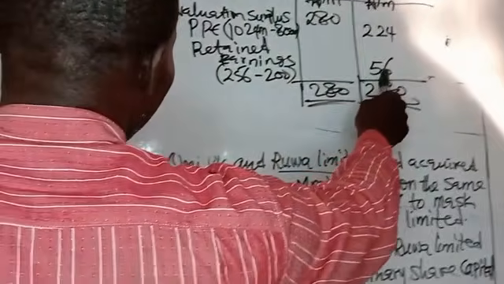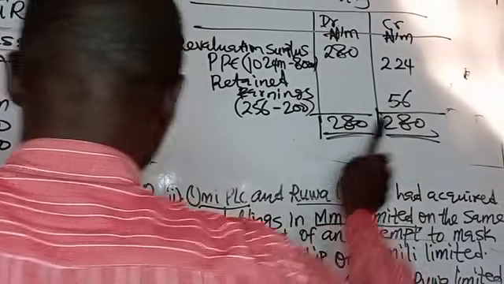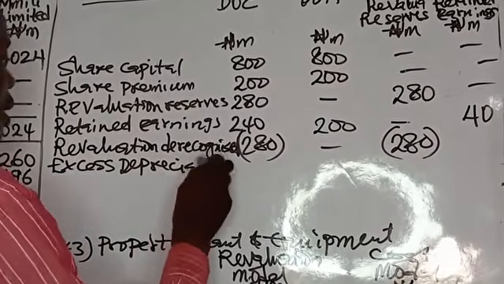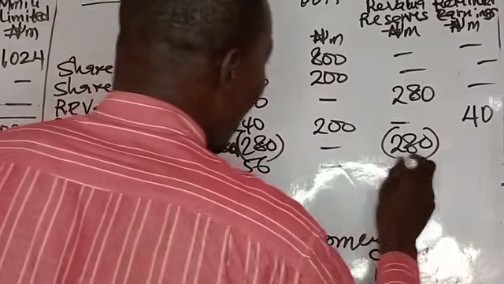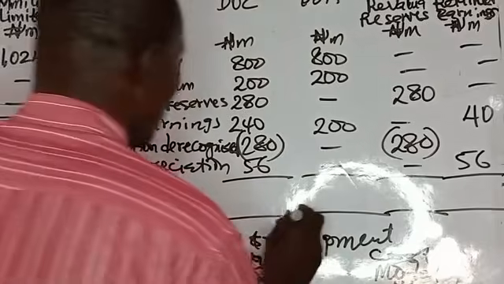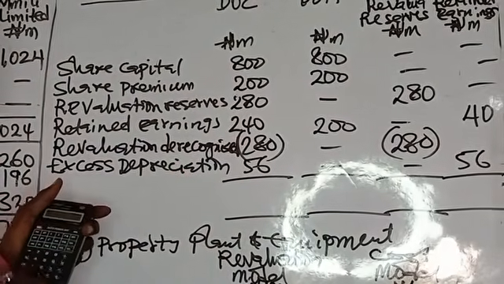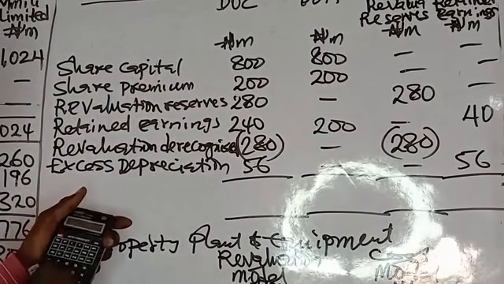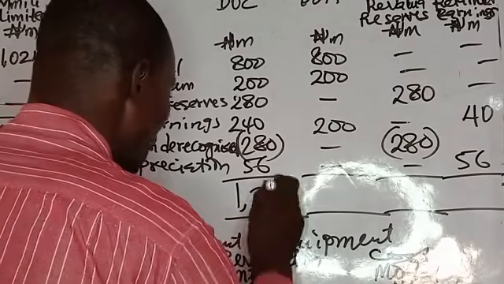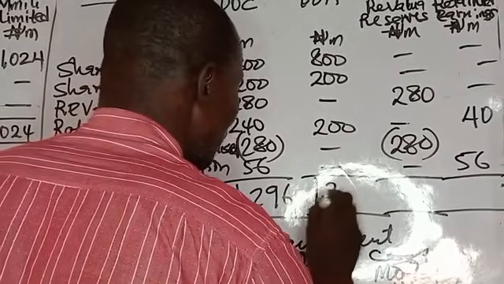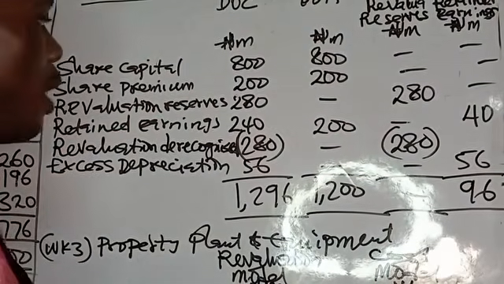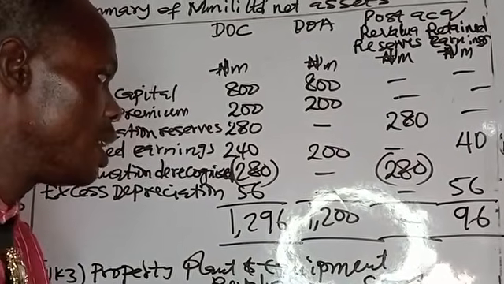Then you have retained earnings of 56. You have to credit retained earnings with the excess depreciation of 56. That means you are adding it to retained earnings, 56. So you sum it up. On the debit side, 800 plus 200, that is 1,000, plus 280 plus 240, minus 280, plus 56. That is the summary of the net assets of Millie Limited.